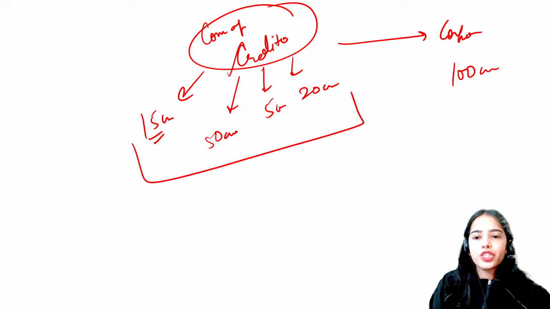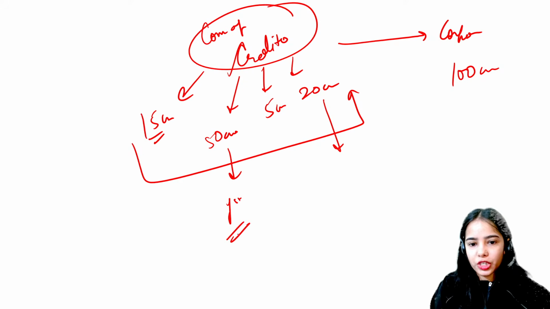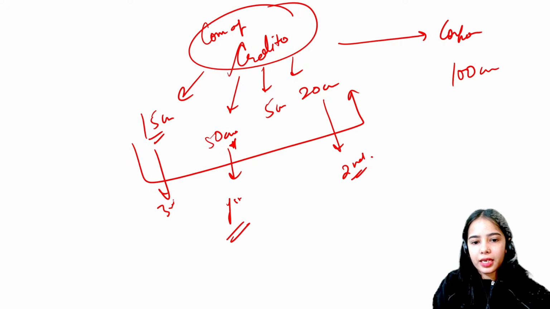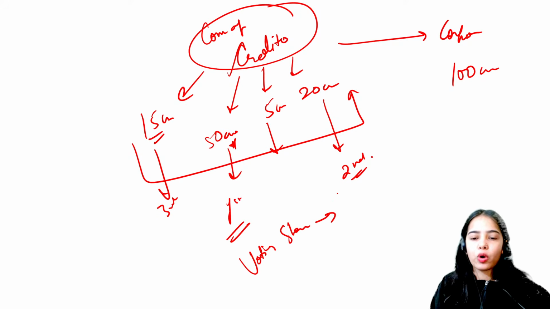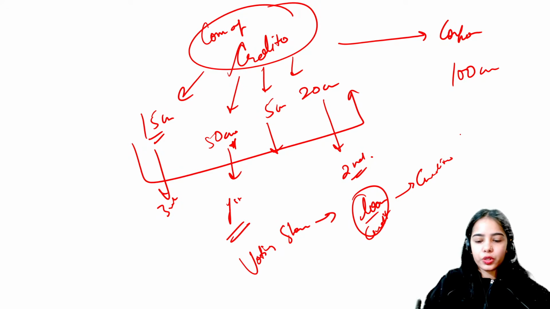Okay, so voting share will not be equal for sure. If the creditor has given 50 crores, it will have a higher voting share. The first highest voting share will be for this creditor, then the second highest, then the third highest, fourth. So the idea is that voting share depends upon how much loan or credit has been given by a creditor.